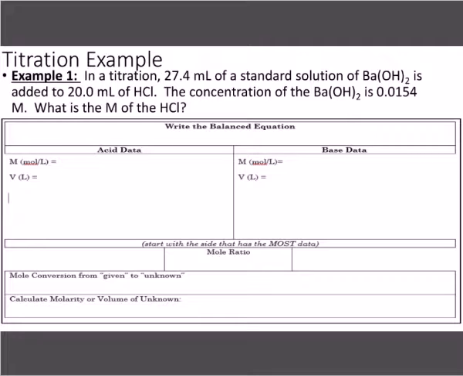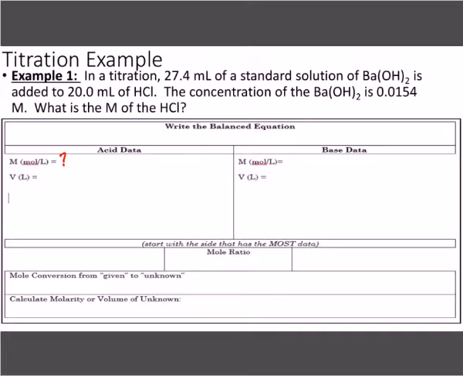It says, in a titration, 27.4 mL of a standard solution of Ba(OH)2, barium hydroxide, is added to 20.0 mL of HCl, hydrochloric acid. The concentration of barium hydroxide is 0.0154 molar. What is the molarity of HCl? So, let me ask you this question. What's my unknown solution? HCl. So I'm looking for the molarity of my HCl, and I'm going to put a question mark right here. That's what I'm looking for.